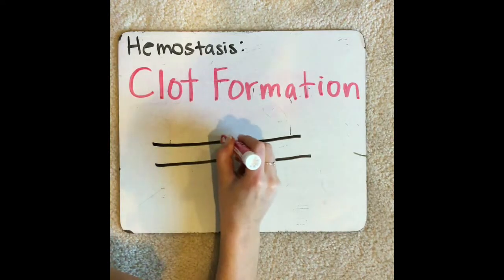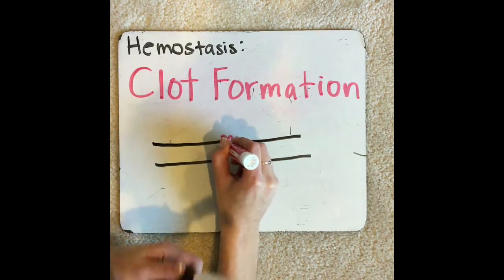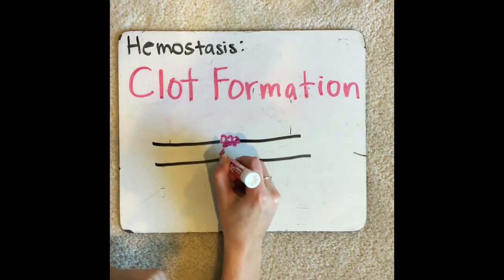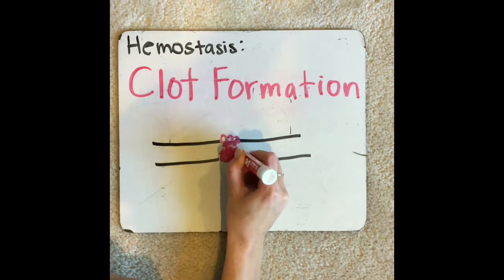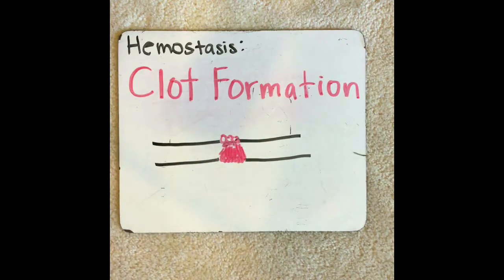The last stage of hemostasis is the clot formation. A clot is a thick clump of dried blood that stops the blood from flowing through a vessel, which is exactly what brings us to our next phase of healing.